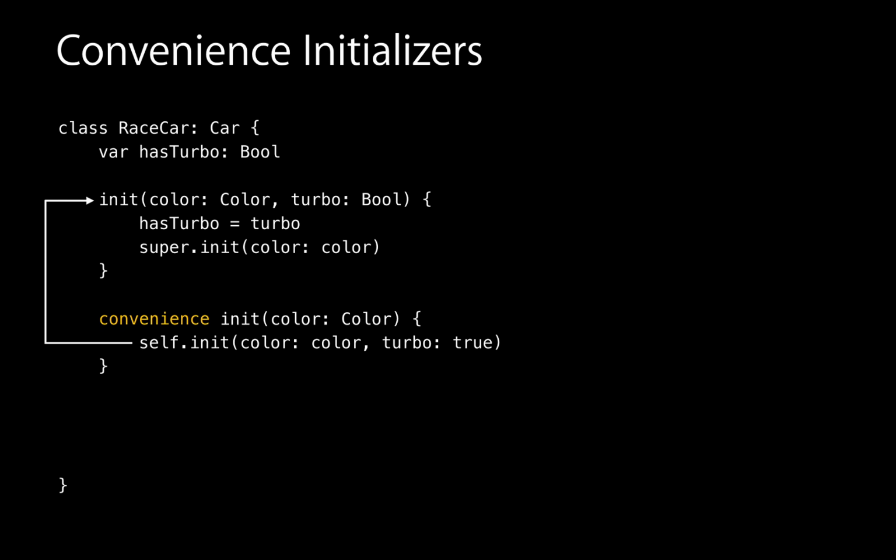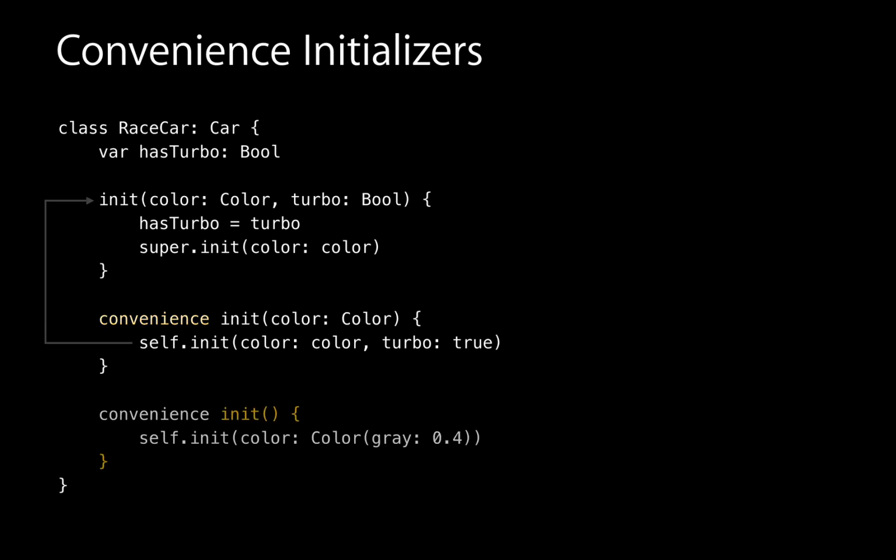And we can even provide more than one convenience initializer. So we can even provide a convenience initializer that lets us create a race car providing no parameters at all, and then delegates this task here, providing a default gray value, and it calls the other convenience initializer we've just declared. And that, in turn, of course, has to call the designated initializer to actually set the values. And because we have a superclass to deal with here, that initializer needs to call its superclass.